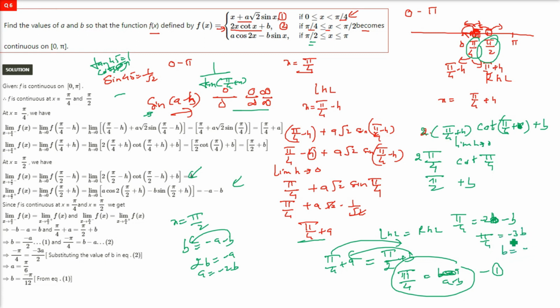B will be equal to pi divided by 4 multiplied by minus 1 by 3, so minus pi by 12. So b is equal to minus pi by 12 and a is equal to minus 2b. So just multiply minus pi by 12 by minus 2. Minus 2 into minus pi by 12 is going to give you pi by 6. So this is how the values of a and b will be computed.